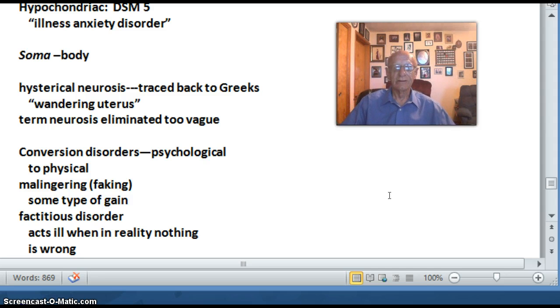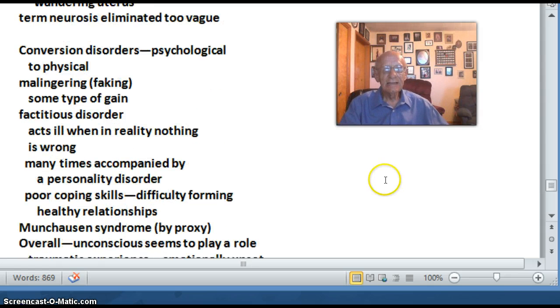We have the fictitious disorder. Basically, the individual acts ill even though there is nothing wrong. Now, having said that, many times these illnesses will be accompanied by a personality disorder. And if we remember, if we have two types of concerns like this taking place simultaneously within an individual, we call that comorbid. It's a term you want to remember, comorbid. So here we would have some type of somatic disorder. It could be a conversion disorder, malingering, fictitious, whatever it is. And they could also have a personality disorder, making two disorders. So then we have what is called comorbid or comorbidity.